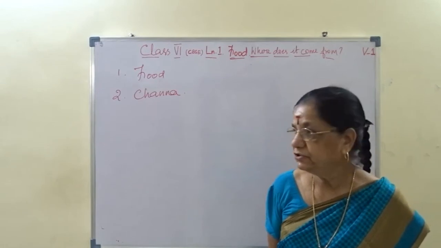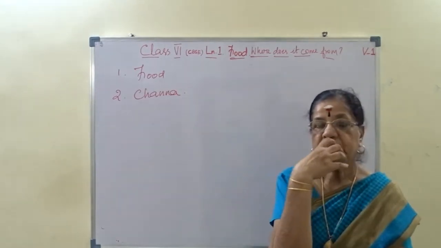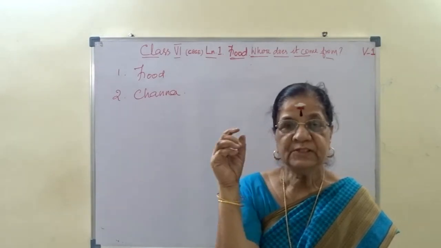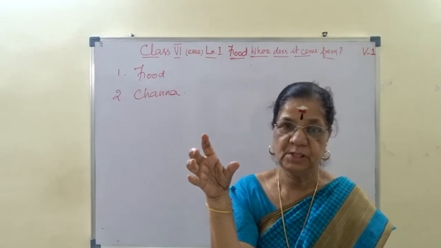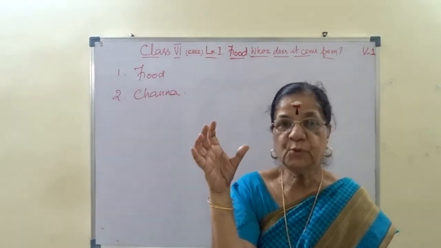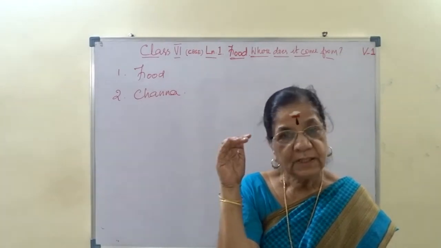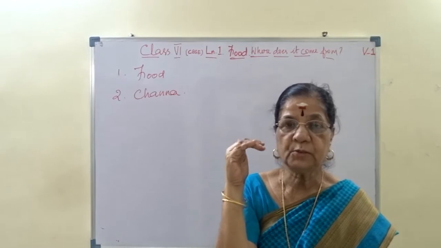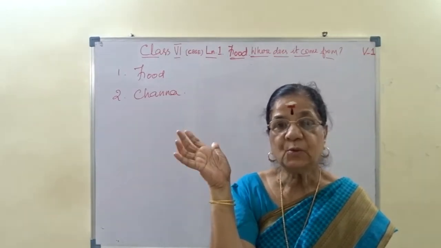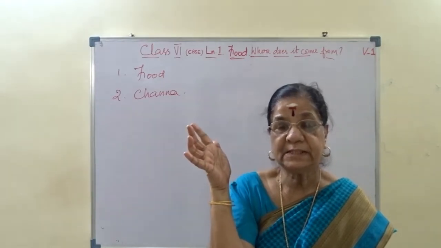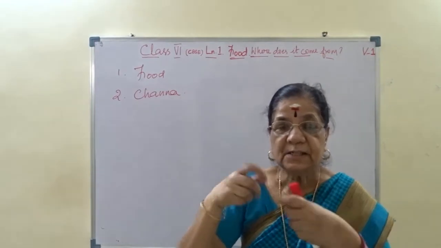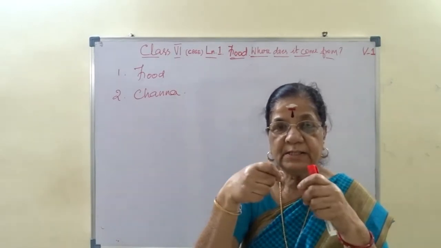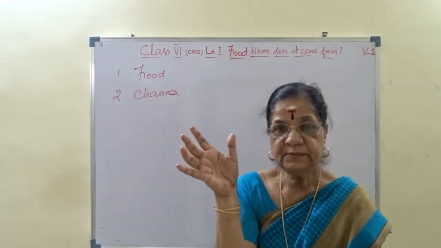Chana, we say kondai kadalai, right? You allow it to soak for 2-3 hours or the whole night. You have to soak the water for 4 or 5 hours or overnight, and then you have to drain the water. Then you tie all those chana in a cloth, or a small waist cloth or towel, drain the water, tie it and leave it for a day.